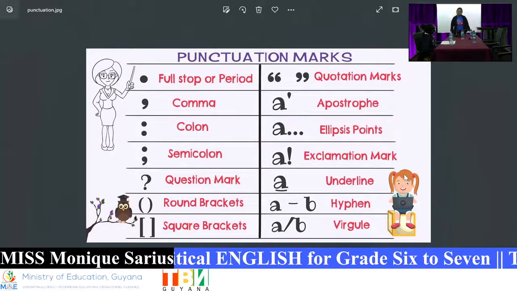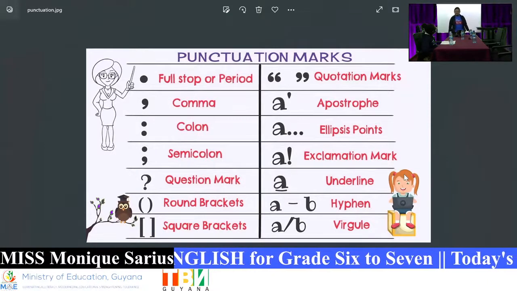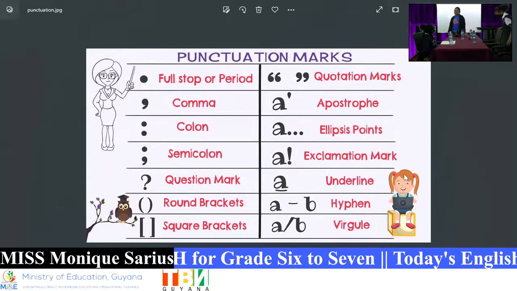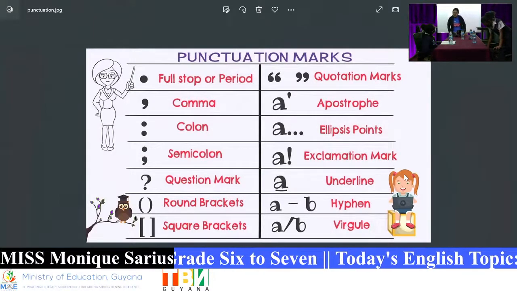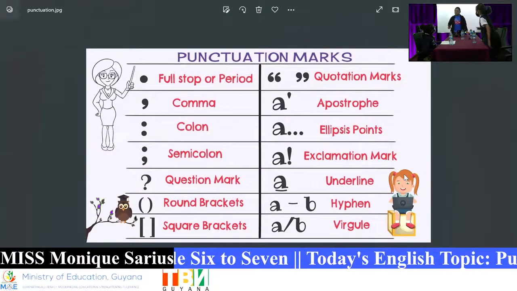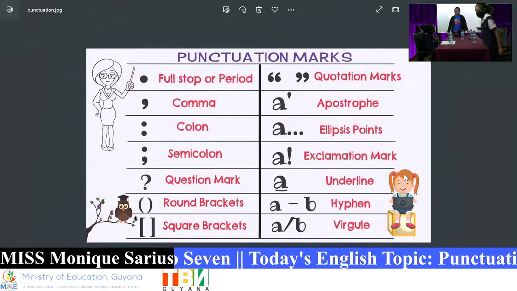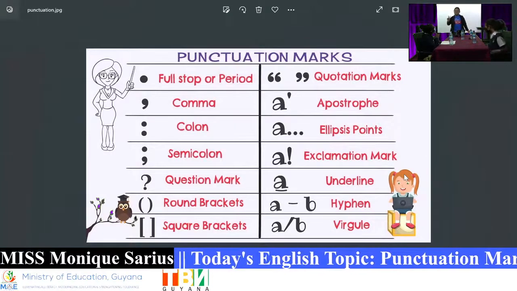So remember when we were doing that session on types of sentences? Can you remember those types of sentences that we did? We had declarative, exclamatory. So just look at those two there. Which one of those would you use a full stop with? Declarative, exclamatory. Just remember those two.